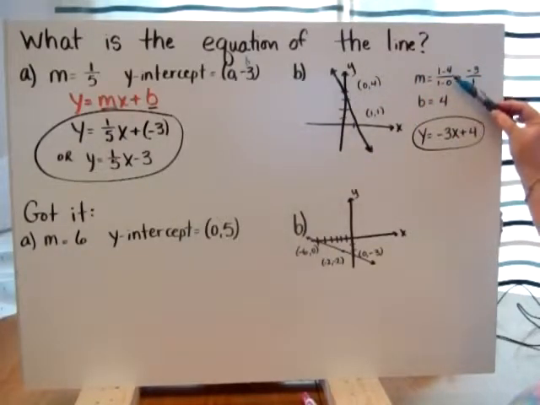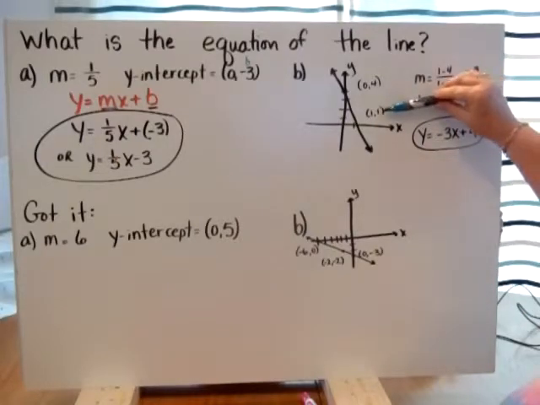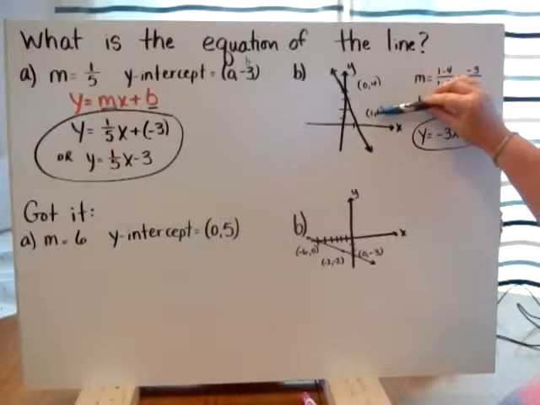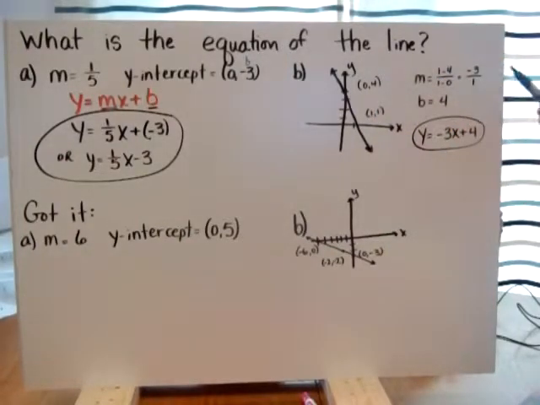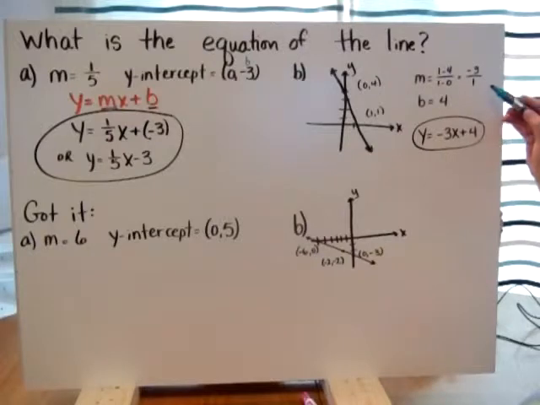I actually did it the other way. It doesn't matter which way you do it as long as you keep these lined up. So since I started with the 1, I have 1 minus 4. And since I started with this 1 for the y, I start with this 1 for the x, and I have 1 minus 0. So 1 minus 4 is a negative 3. 1 minus 0 is 1. So my slope is a negative 3.